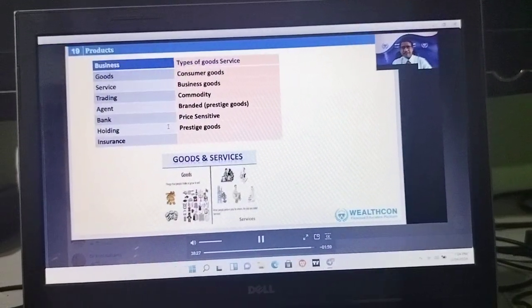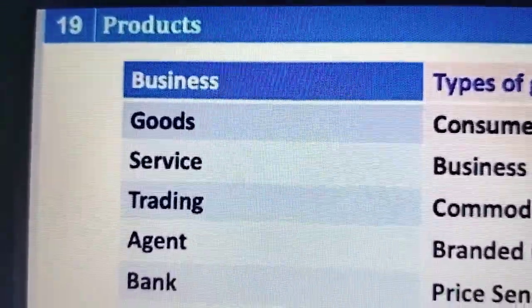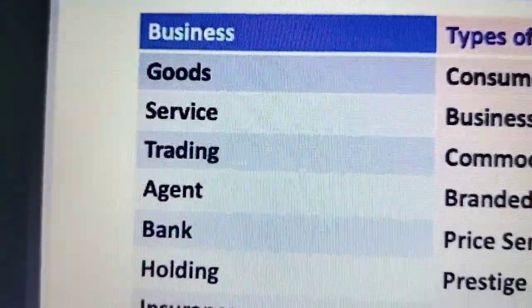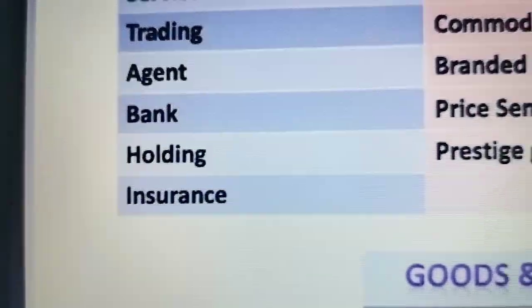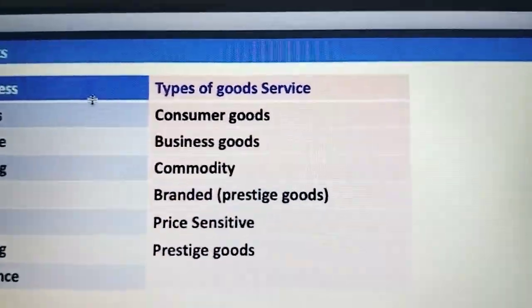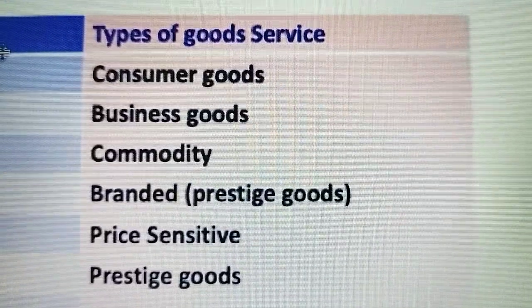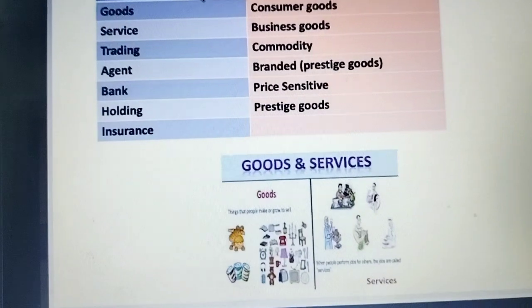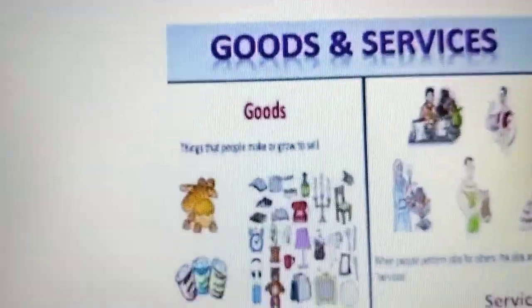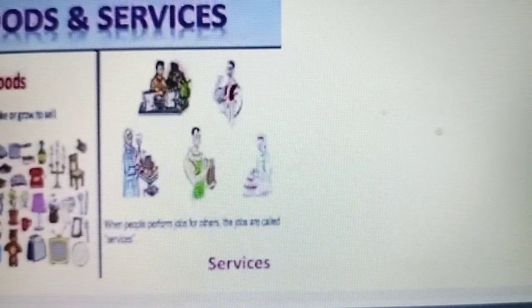Products, as I mentioned, have product life cycles. Products can be goods, services, trading, agency, bank, insurance, holding, and the profit and loss statement of each product will be different. The balance sheet of each company will be different. An IT company's balance sheet will be different from a goods-producing company's. Banks will have a different one. But once you start reading the annual report of each segment, you will understand how to correlate the things. So find out whether the product is sustainable or not.